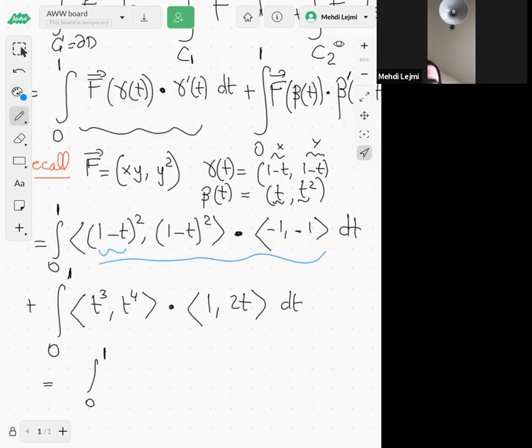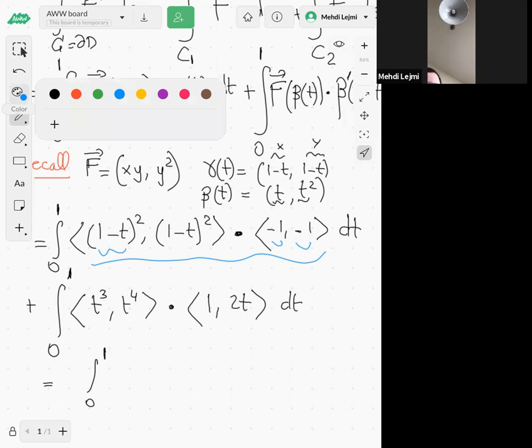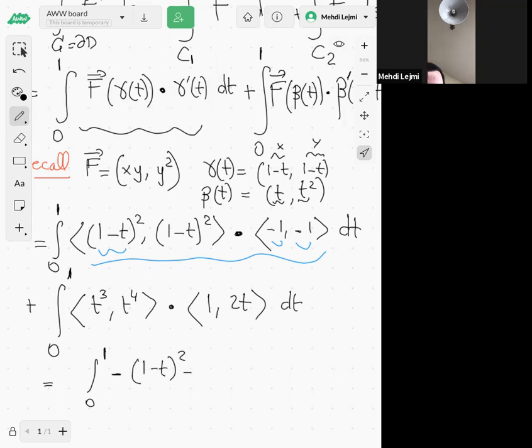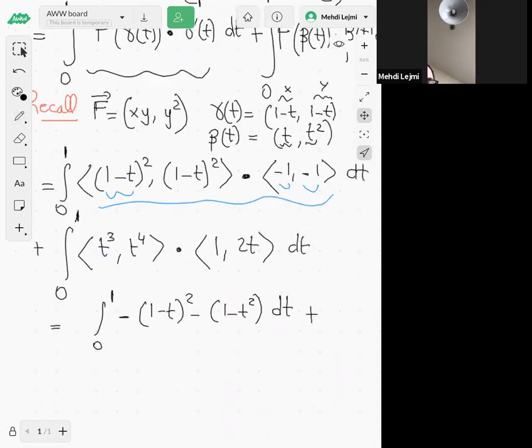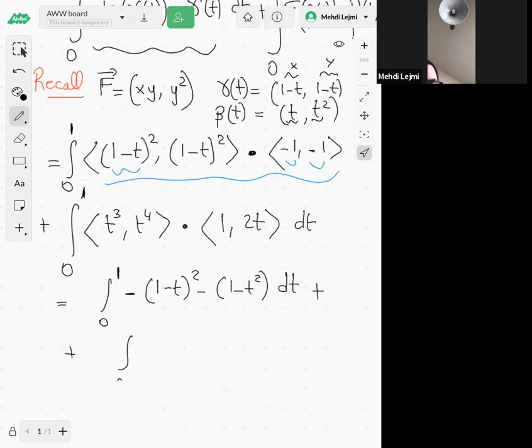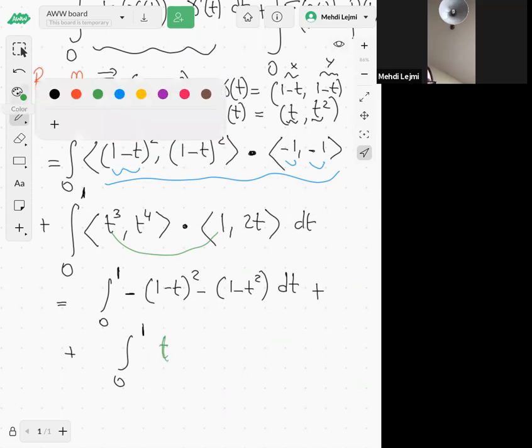All right, and so that will be equal to, for the first scalar product, 1 minus t squared times negative 1 plus 1 minus t squared times negative 1, that will be negative 1 minus t squared minus 1 minus t squared, dt, plus then you have this integral from 0 to 1 of t cubed times 1, so that's t cubed, plus 2t times t to the 4th, so that will be 2 times t to the power 5, dt.